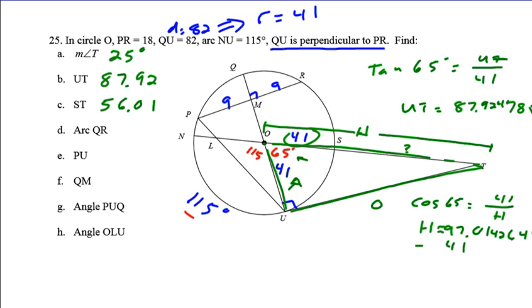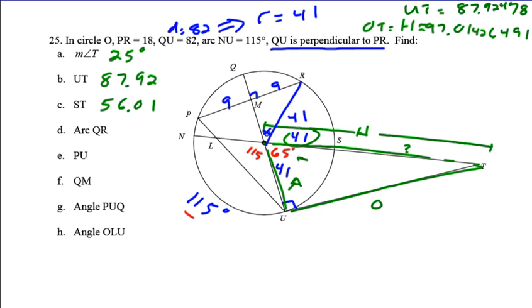To find arc QR, we are going to draw that radius in. This radius, like all the radii in this problem, is 41. So now we need to find out what this angle is. I'm going to call that x because I have not used x yet in this problem. And I'm going to clear some space.